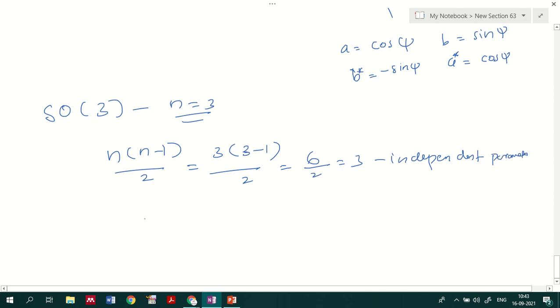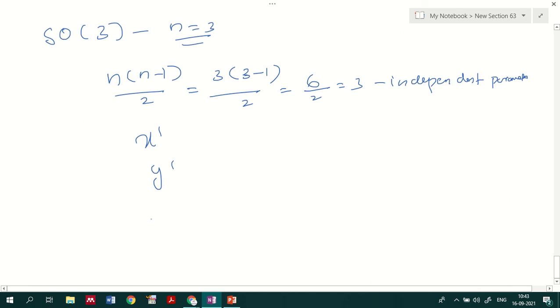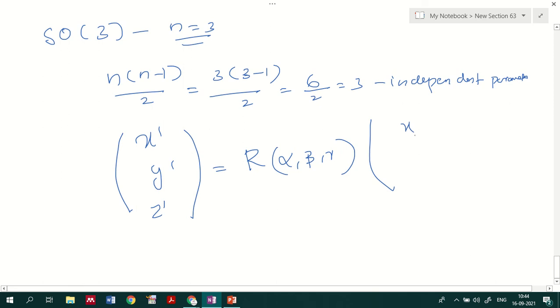That means whenever you have a rotation of xyz, we will have x dash, y dash and z dash. The SO(2) case is representing a 2-dimensional case, whereas SO(3) is representing a 3-dimensional case. Here we have 3 parameters of rotation, alpha, beta and gamma, which rotate the space x, y, z.